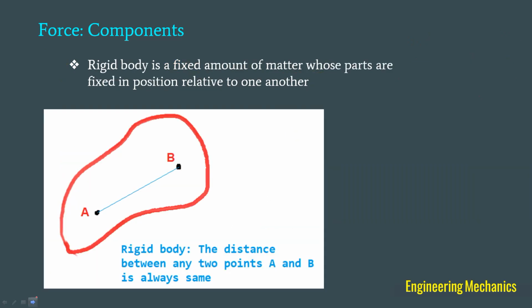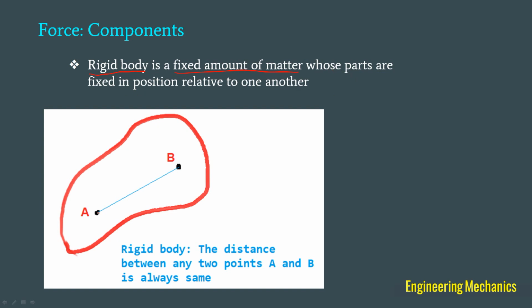Next, one more important concept we are going to use in engineering mechanics is the concept of rigid body. A rigid body is a fixed amount of matter, so some matter whose amount is fixed. Let us say the body shown here may have some 100 kilogram weight. So it is fixed. Then, the rigid body is one whose parts are fixed in position.